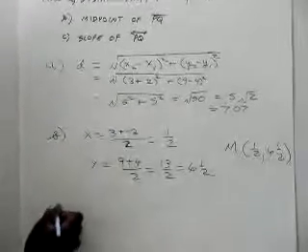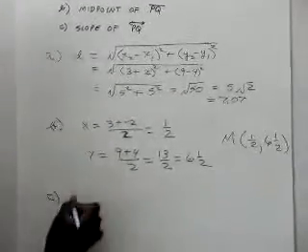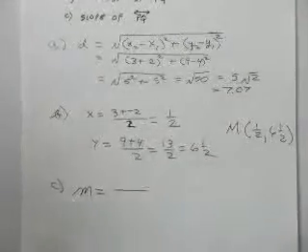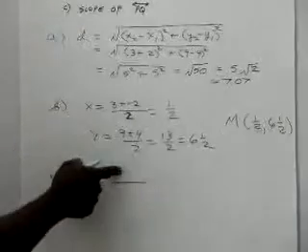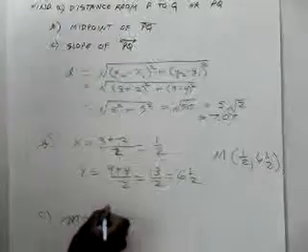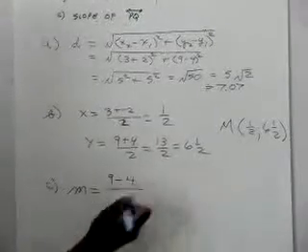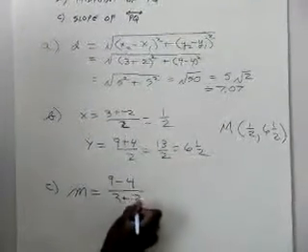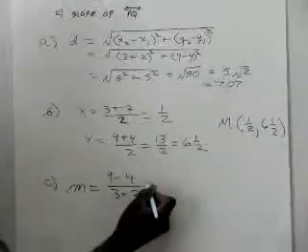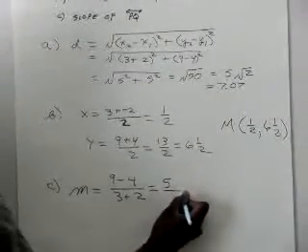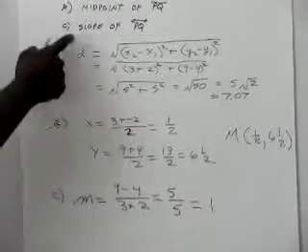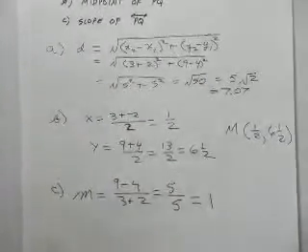Part C, the slope. We're going to subtract the y coordinates first, and that goes in the numerator. 9 minus 4 on top. X coordinates, same direction. 3 minus -2, which is plus 2 on the bottom. That's 5 over 5, which is 1. So the slope of line PQ is 1.